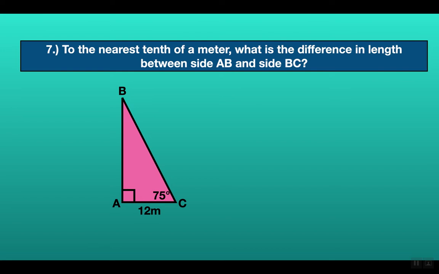First of all, look at the angle that they're giving us. They're giving us the measure of angle BCA, which is 75 degrees. So we got to do everything from the point of view of that 75-degree angle. So let's identify our hypotenuse, our adjacent side, and our opposite side. Okay, let's do that first. So there's our hypotenuse side.